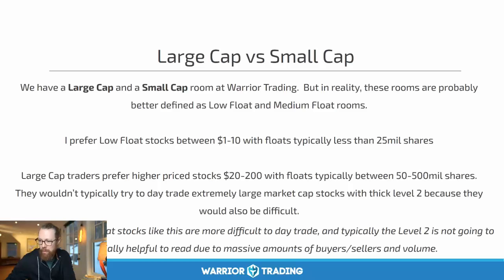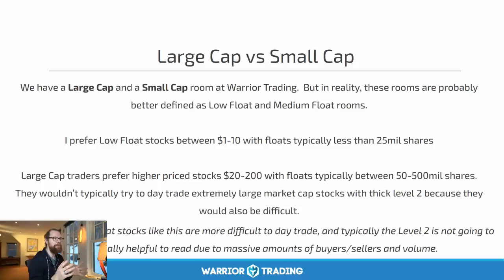Beyond Meat, BYND, the float's 35 million shares. But we never trade that in the small cap room. We don't trade BYND because of the price. So in the small cap room, we're usually focusing on lower float stocks. 35 million shares would be fine, but usually a float of under 100 million shares. And typically with a price of under $20, $30.